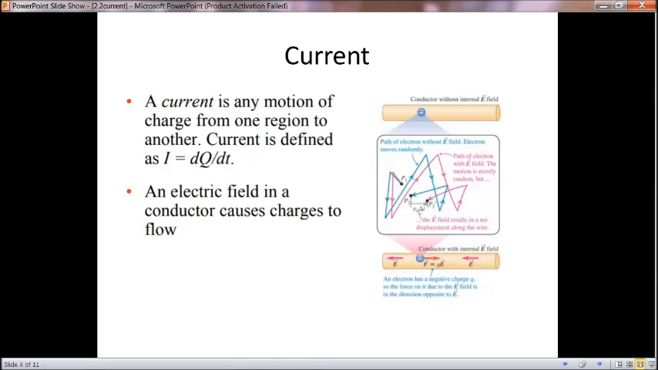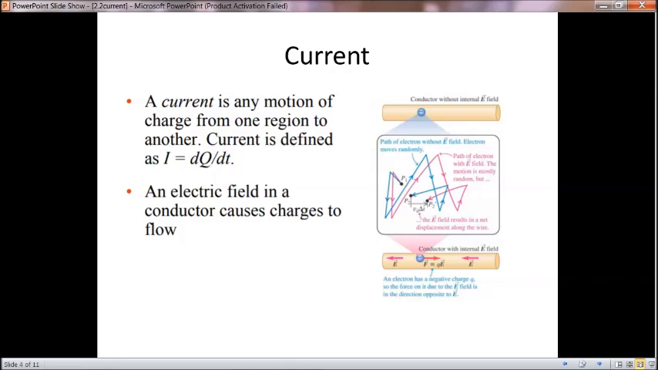Then current can also be defined as any motion of charge from one region to another. Current is defined as I equal to dq by dt. An electric field in a conductor causes charges to flow. In this way the electric field is associated with the conductor to produce current. The conductor without an internal electric field will hold charges, and the path of electrons without the E field is random electron movement. The path of electrons with the E field is still mostly random.